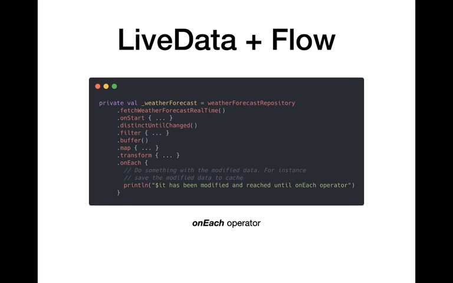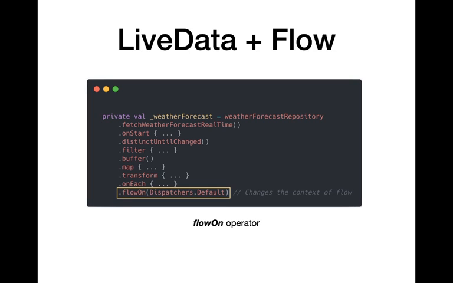We also have the onEach operator. This is actually used for each data item. Let's say you want to save data to your database. You can use the onEach operator to do anything for each of the data. And we have something called flowOn. This is used to change the coroutine context of the operators. So for instance, if you want to change the coroutine context that these operators are going to be executed in, you can use flowOn.